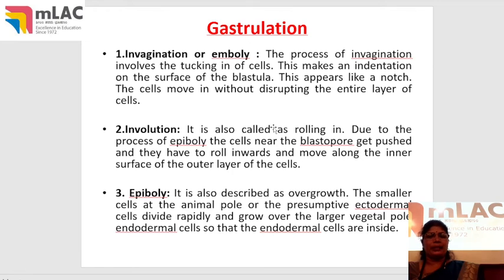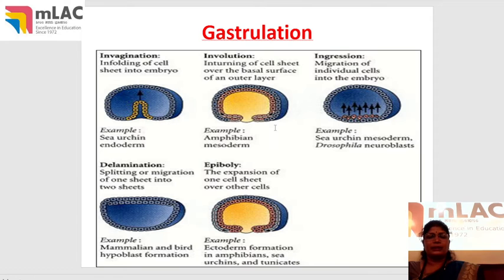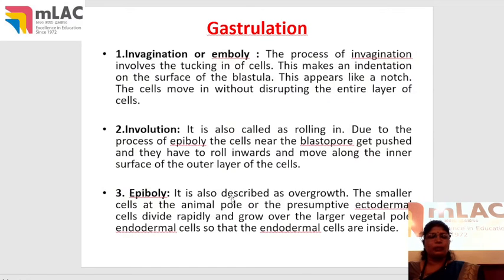Next, coming to epiboly. As I said already, epiboly is nothing but overgrowth. Towards the animal pole there are smaller cells, the micromeres. What will happen? The micromeres immediately undergo division and overgrow the macromeres. Completely it covers the embryo, the blastula, except near the blastopore. They rapidly divide and grow over the larger vegetal pole cells. Those cells are the future endodermal cells. So this is the next step.